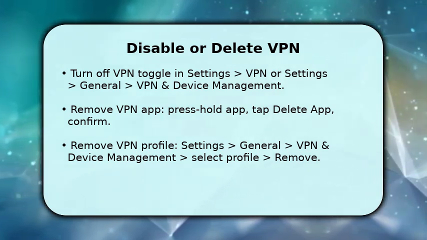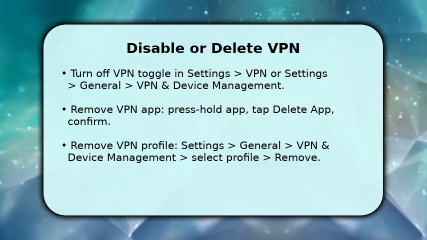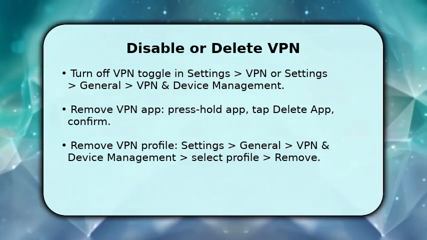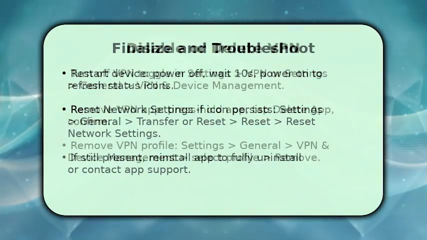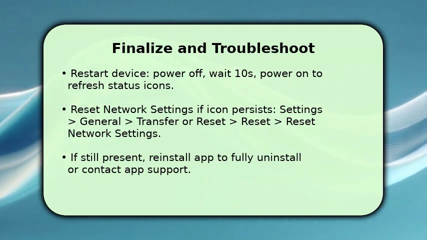If a configuration profile exists, select it and tap Remove Profile, then enter your passcode. Once done, reboot the iPhone. Finish by restarting your iPhone. Power off, wait 10 seconds, then power on to refresh system icons. This usually clears the VPN label.